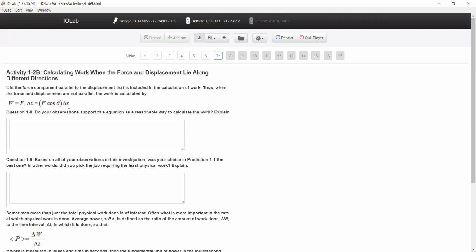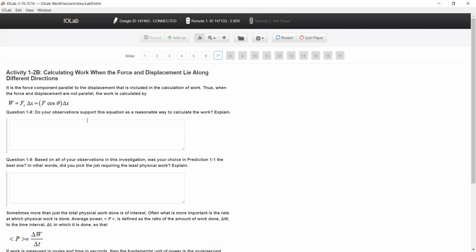After that, they have given the definition of work with the angle, the cosine of theta. Theta is the angle between the displacement and the applied force. If it is the force component parallel to the displacement that is included in the calculation of work, thus when the force and displacement are not parallel, then we may use this equation.